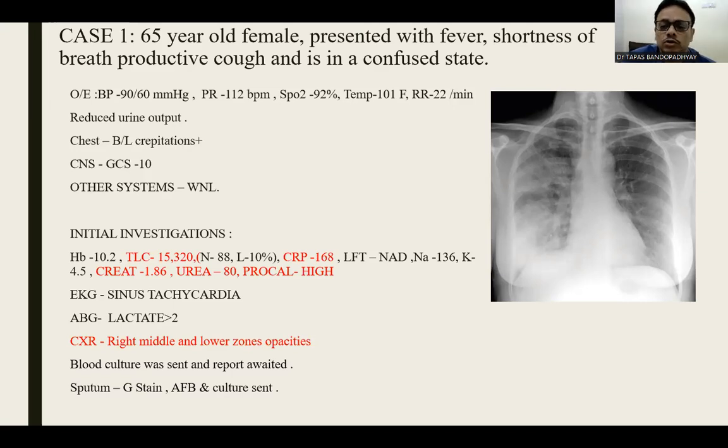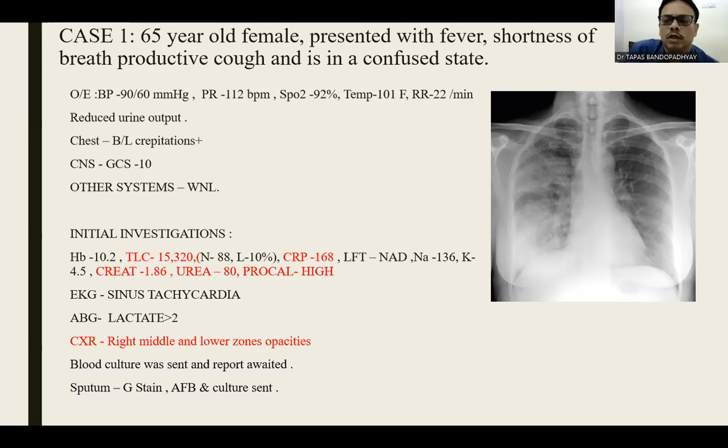EKG showed sinus tachycardia as usual. The arterial blood gas showed lactic acidosis, lactate level more than 2, with metabolic acidosis. Chest X-ray showed right middle and lower zone opacities. Blood culture was sent and the report was awaited. Sputum was sent, report awaited. Now, what will be the hemodynamics? Probably we cannot get an answer because this is a webinar.